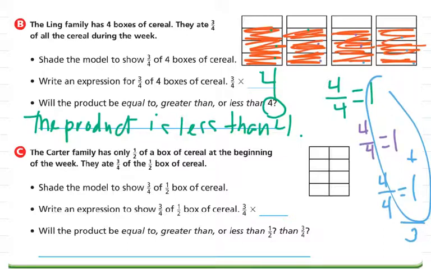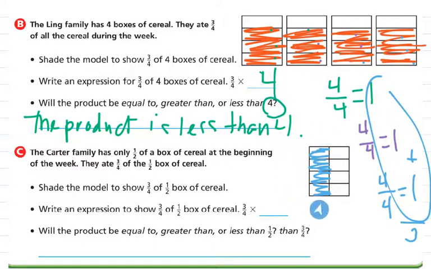Now we're going to go on to the last example about the Carter family. The Carter family has only 1/2 of a box of cereal at the beginning of the week. They ate 3/4 of 1/2 of the box. So they actually don't have a full box of cereal, boys and girls. They only have half of it left. So it says, shade the model to show 3/4 of a half box of cereal. At the beginning of the week, half of the box is left. That's all that they have left. So if we go on to step 2, we're going to shade 3/4 of that.